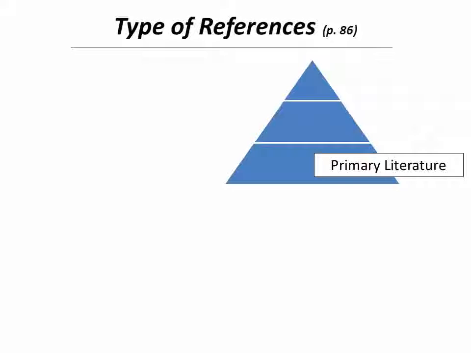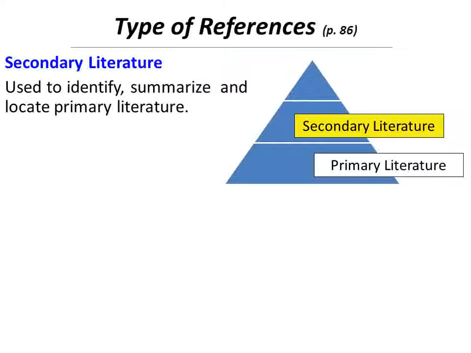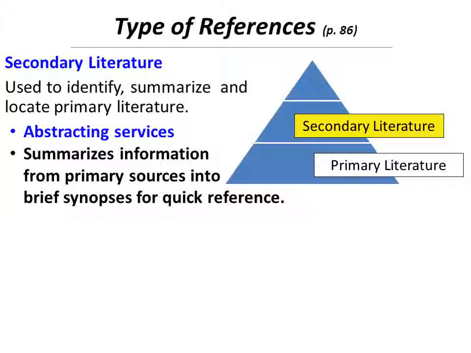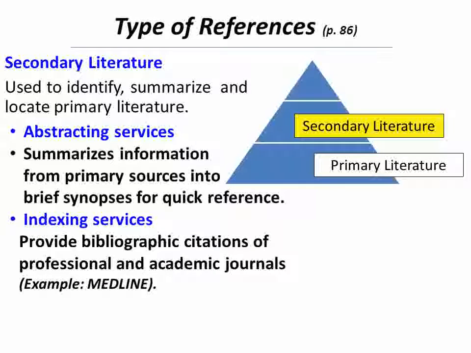So the next type of literature that we have is called secondary literature, and it's basically just a summary of the very difficult and hard to understand primary literature. And there are 2 services that create these summaries for us. The first is called an abstracting service, and it basically summarizes the information, as I said, from primary literature sources. And an indexing service really just provides the bibliographic citation from the original source of material. So it basically just tells you the company and where it was published and where you can access the original report if you wanted to.